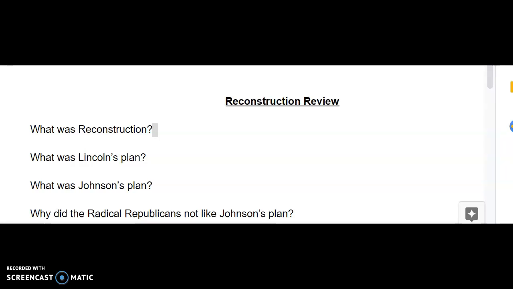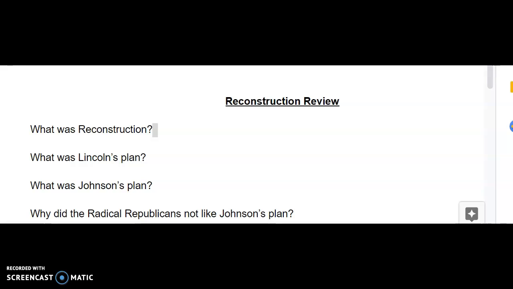So I've created this study guide to help you review the key concepts that you'll see on the assessment. I have a number of questions down here, and we're going to go through each of them. And you'll want to follow along in Summit and start writing down these answers in this study guide to help you review for the Reconstruction assessment.